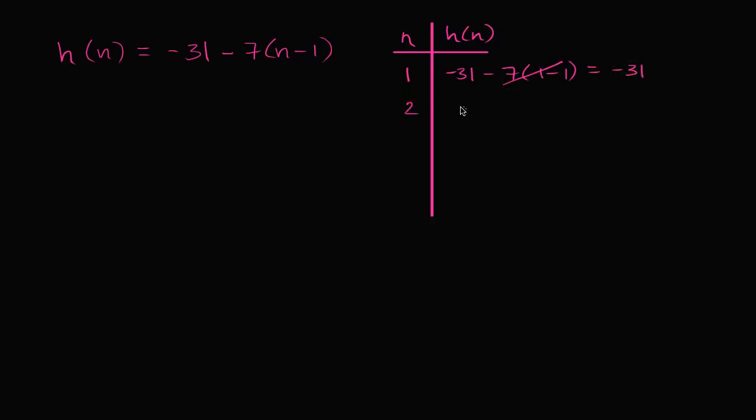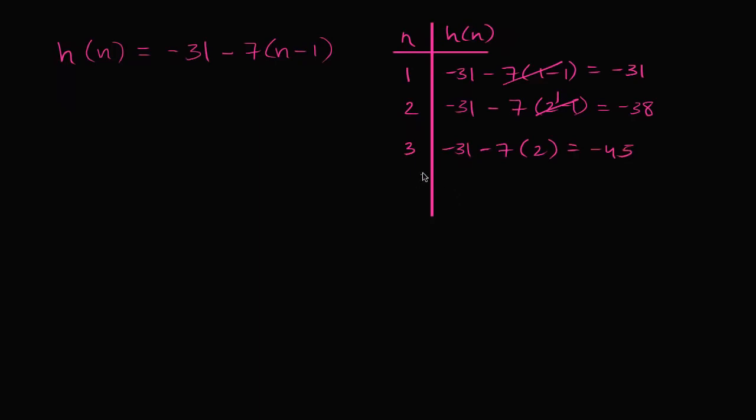When n is equal to 2, it's going to be negative 31 minus 7 times 2 minus 1. So 2 minus 1, well, this is just going to be 1. So it's negative 31 minus 7, which is equal to negative 38. When n is equal to 3, it's going to be negative 31 minus 7 times 3 minus 1, which is just 2. So we're going to subtract 7 twice. So it's going to be negative 31 minus 14, which is equal to negative 45.